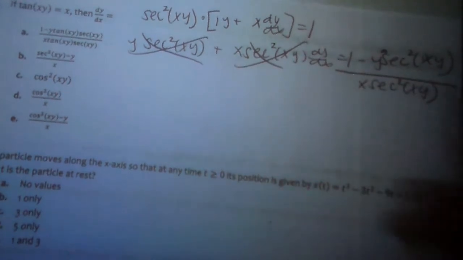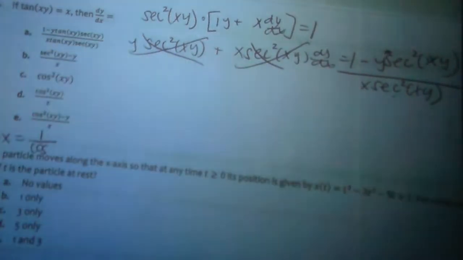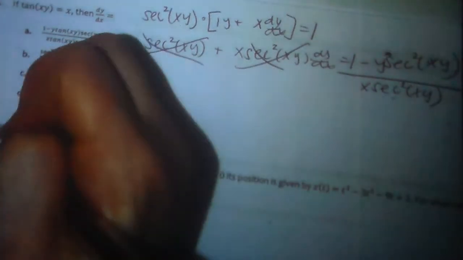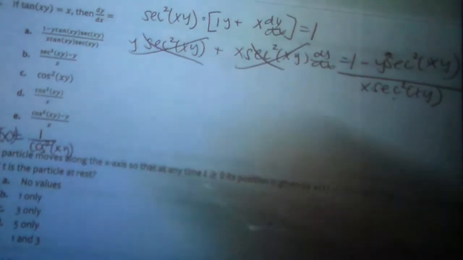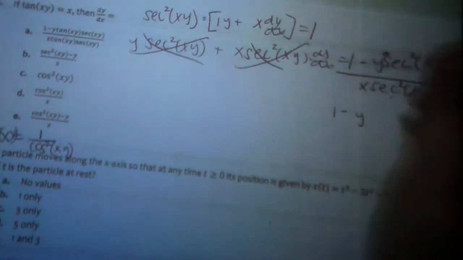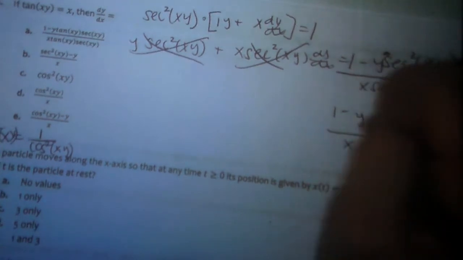So this is where knowing the definition of secant is super important. Secant is just 1 over cosine. So this one is talking about secant squared, so secant squared of xy is just 1 over cosine squared of xy. So I'm going to rewrite it in the way that it is.